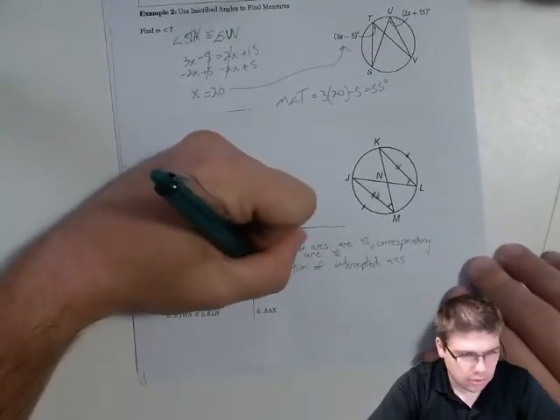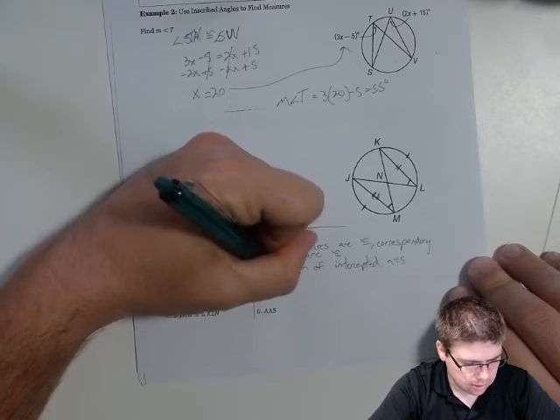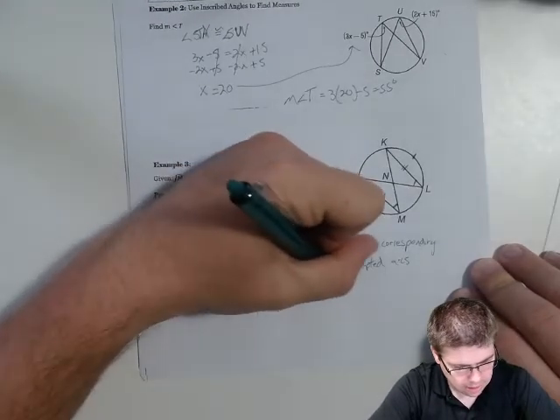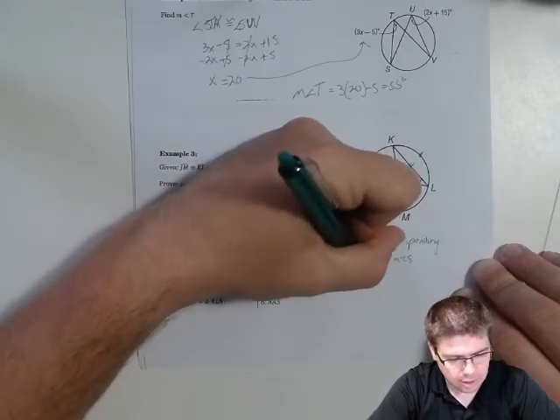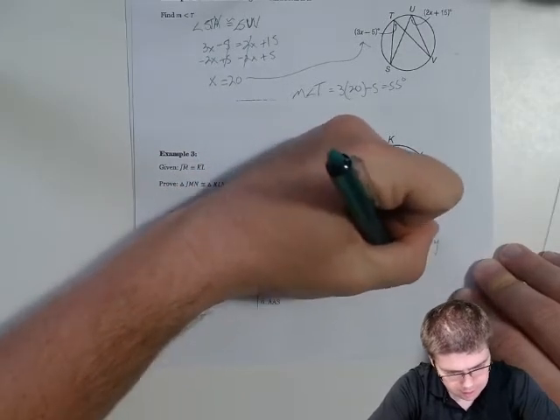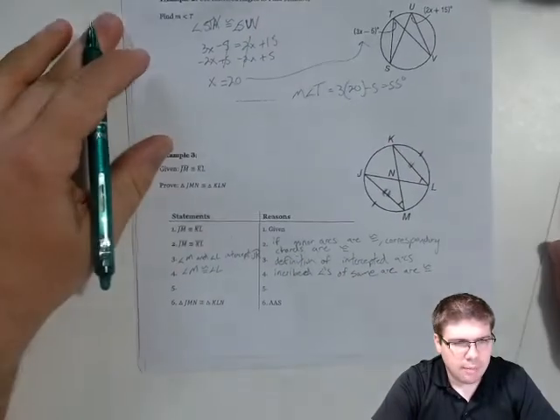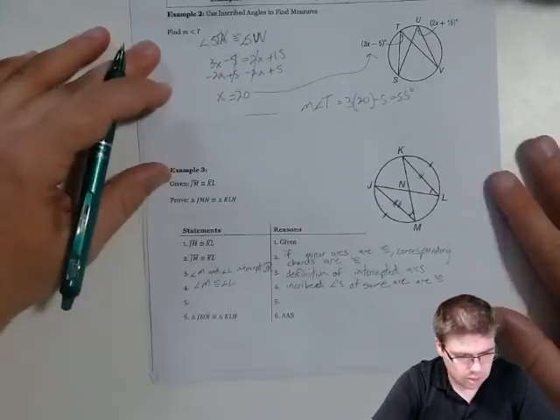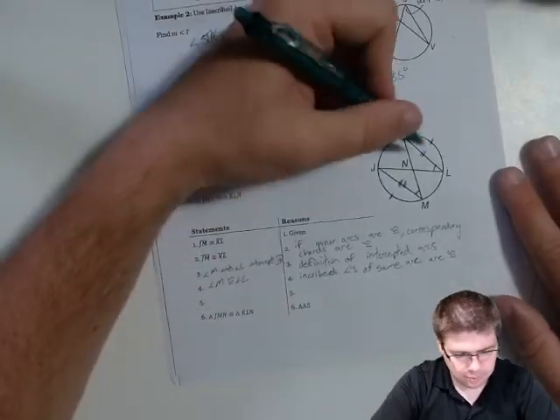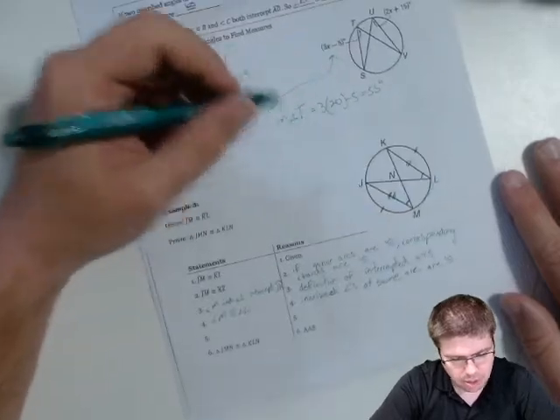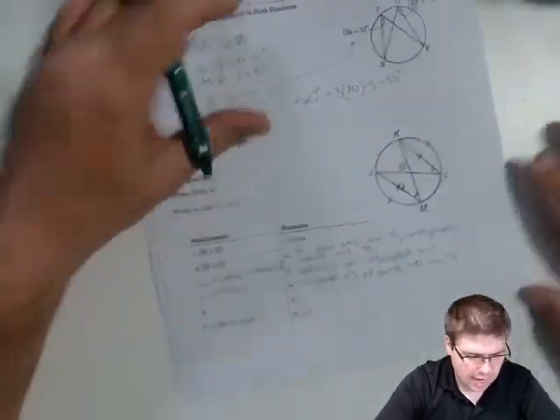So inscribed angles of the same arc are congruent, so we know they're the same. And we could do something similar as well. We could have done K and J, those both intercept the same arc over here, JM, so we could do that.